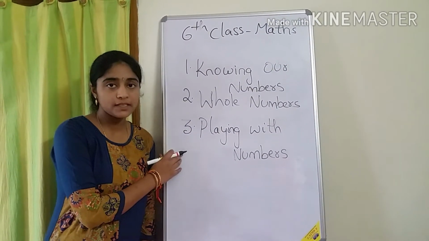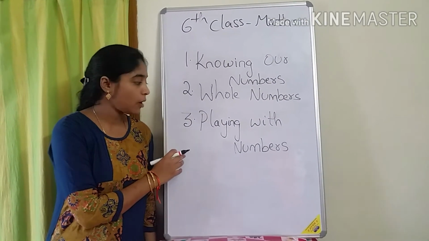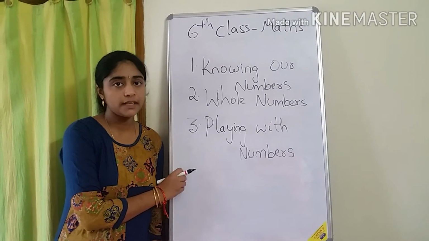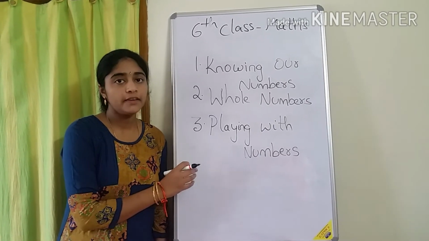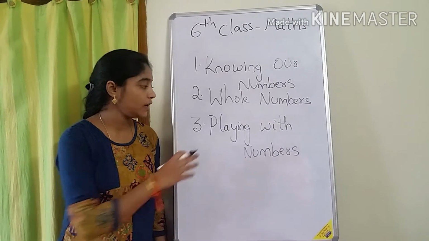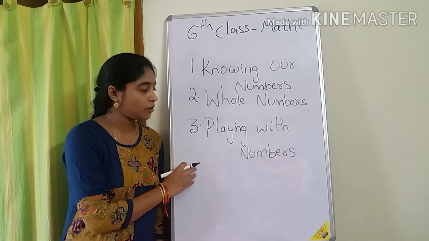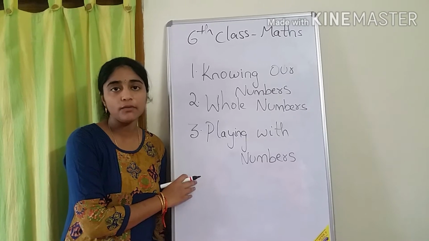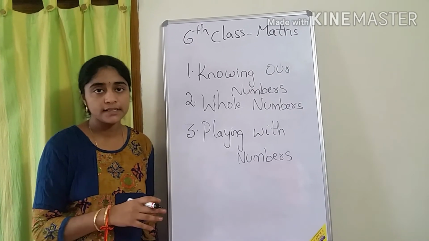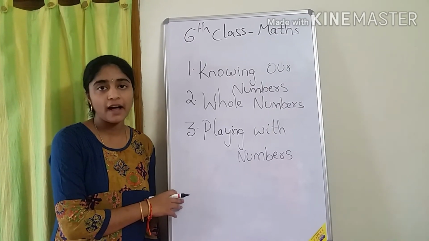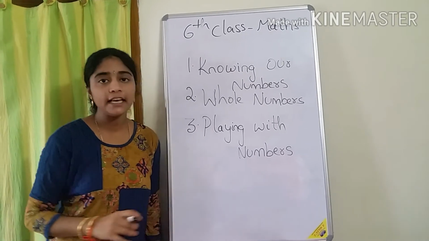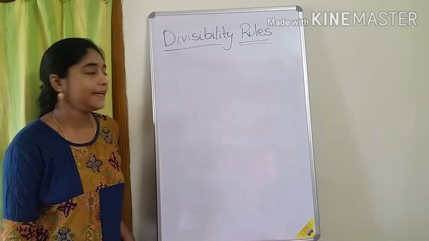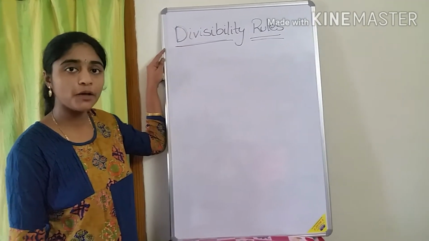In this playing with numbers concept, we will discuss the topics such as divisibility rules. That is, if a number is given without doing division, we will know whether the number is completely divisible by 2 or 5 or 3 or 7. And the second concept is LCM, that is least common multiple. If the numbers are given, what are the LCMs of those numbers? And the third concept is HCF, highest common factor. These are the three concepts that come under this third chapter, playing with numbers. In this video, we will discuss the divisibility rules concept.